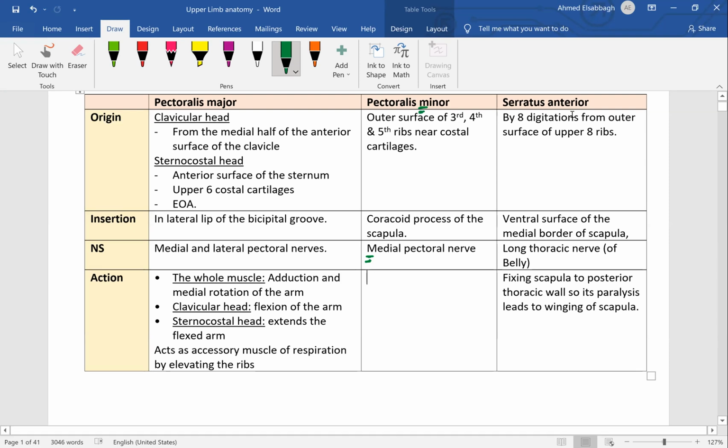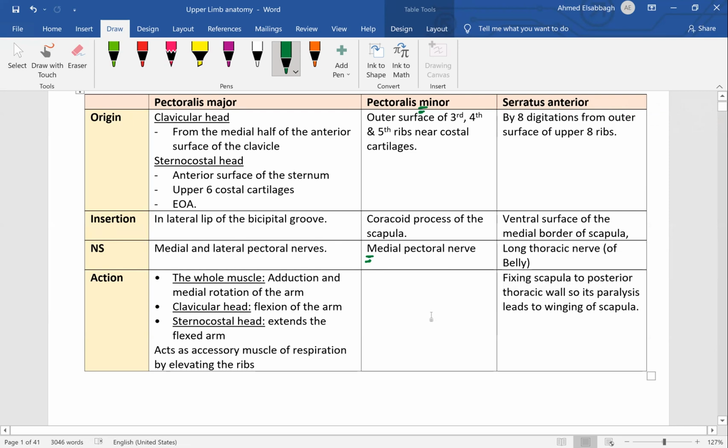Serratus anterior, and this is the most important information in this table, it must be asked in the final exam. Serratus anterior nerve supply is the long thoracic nerve, or long thoracic nerve of Bell. Very important. What is the action of pectoralis major? Don't even read it, not important for part A. What is the action of serratus anterior? It is important. The action of serratus anterior is fixing the scapula to the posterior thoracic wall.